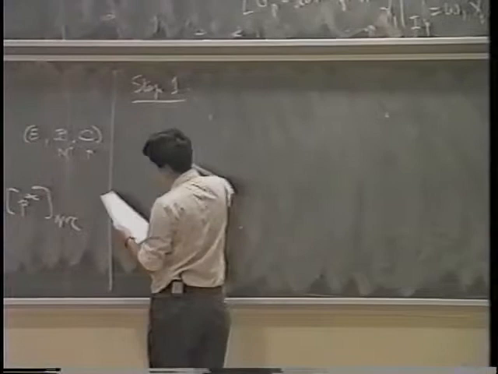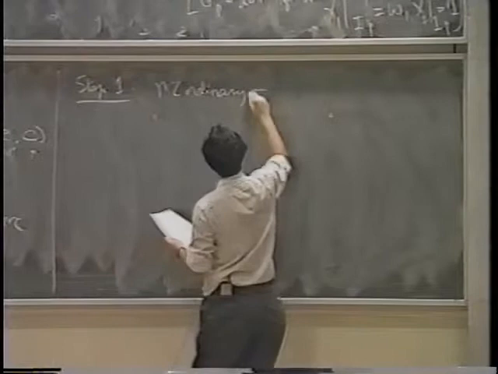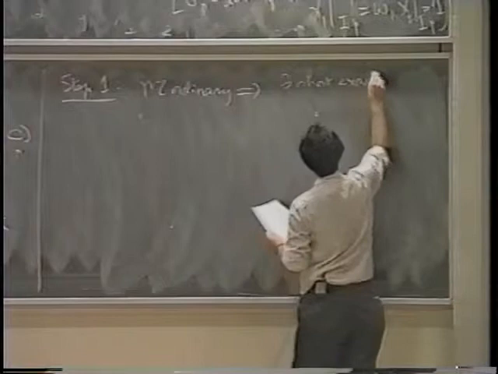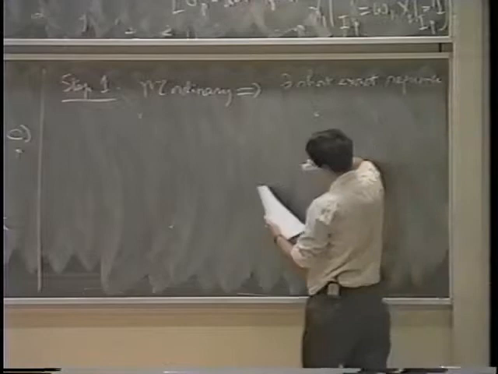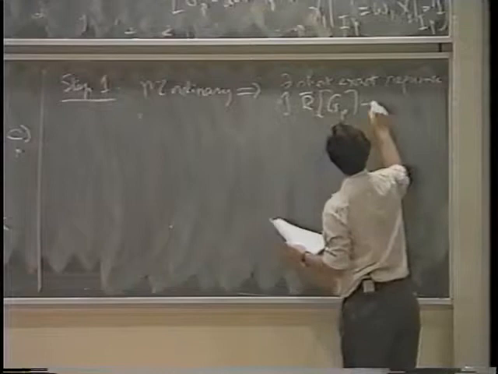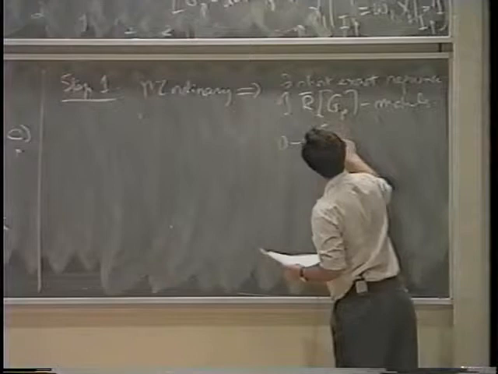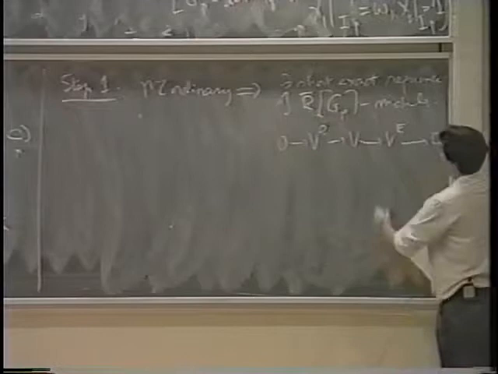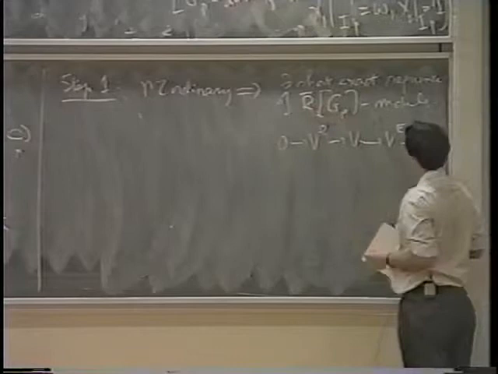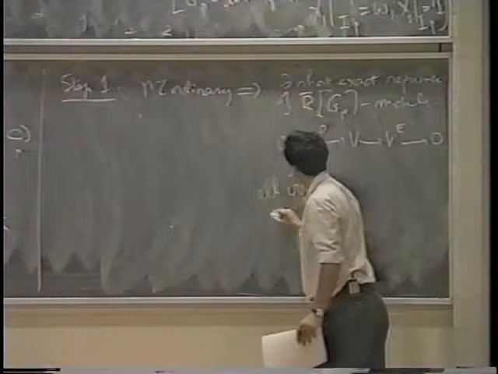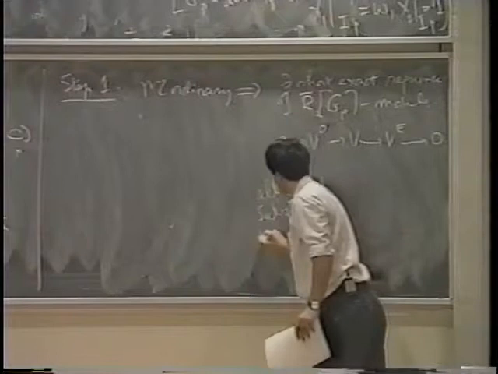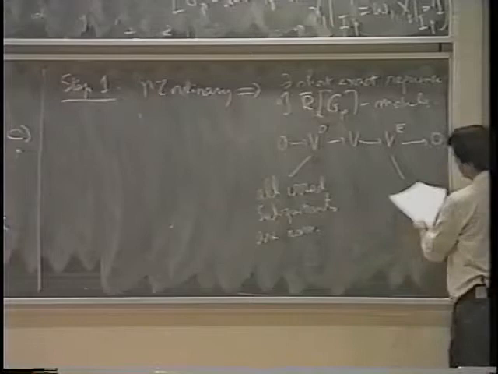So step one is that M ordinary implies that there exists a short exact sequence. So I describe what we prove in the four steps. So the first step, we have to prove that the ordinarity implies there exists a short exact sequence of R bar G_Q_p modules. This is the group algebra. So V0 goes to V goes to VE. So this is an exact sequence, Hecke equivariant and Galois equivariant, local Galois equivariant, with the properties that here, all the irreducible subquotients are ramified, and here, all irreducible subquotients are unramified.